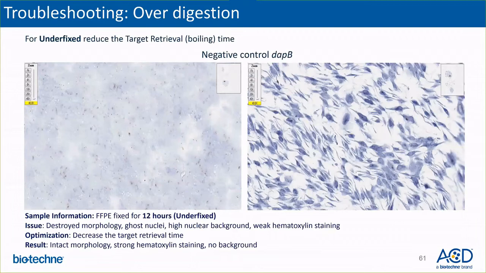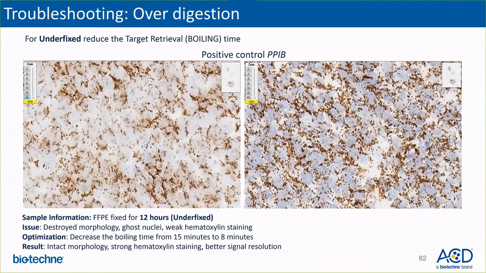And here's an example of how overdigestion can also affect your positive control staining. Again, in this sample, the underfixed sample is overdigested at standard pretreatment conditions. And then when the pretreatment condition has been reduced, the image on the right, as compared to the image on the left, has better morphology and better signal resolution when using the reduced target retrieval time.